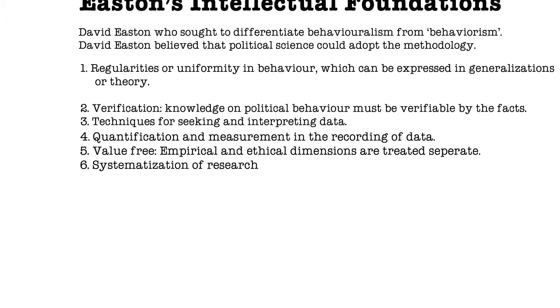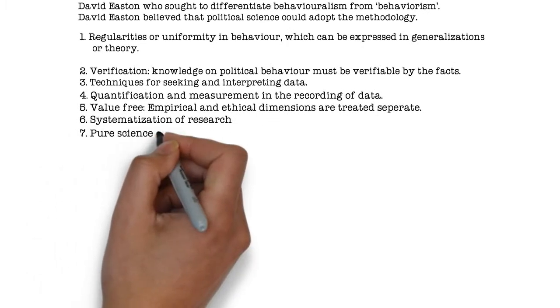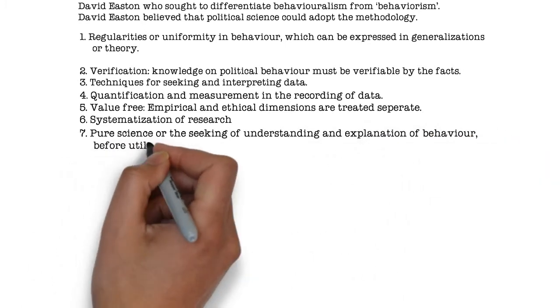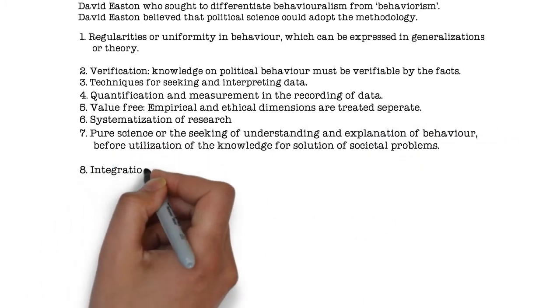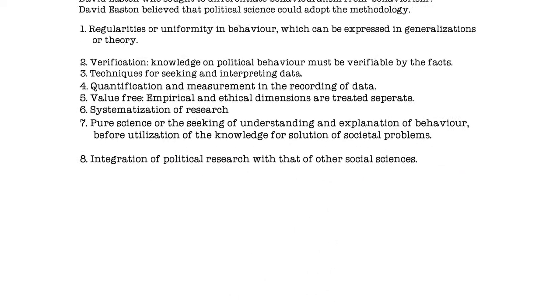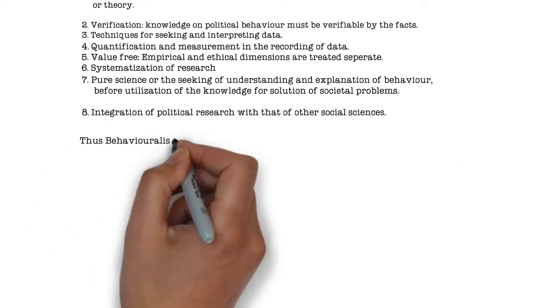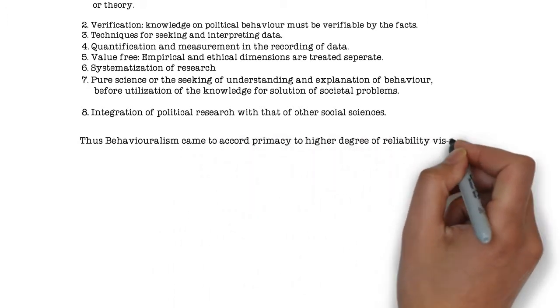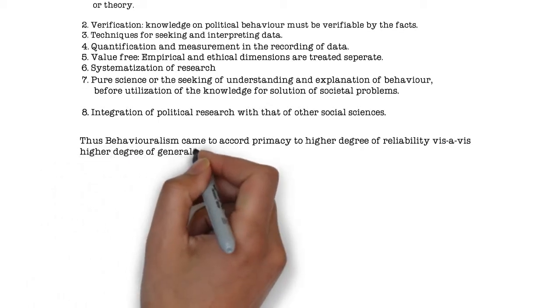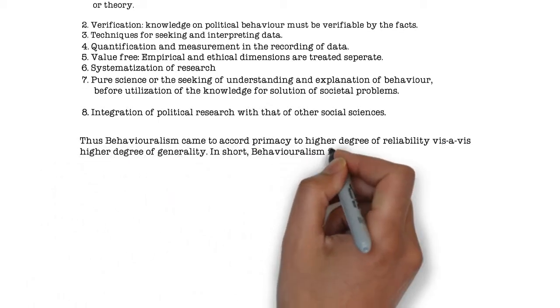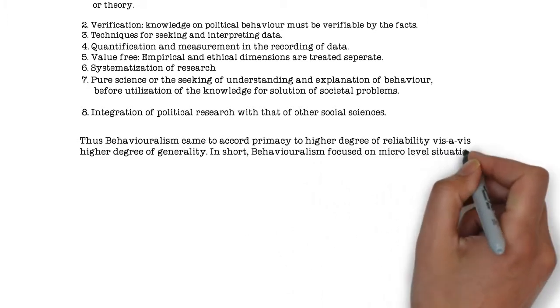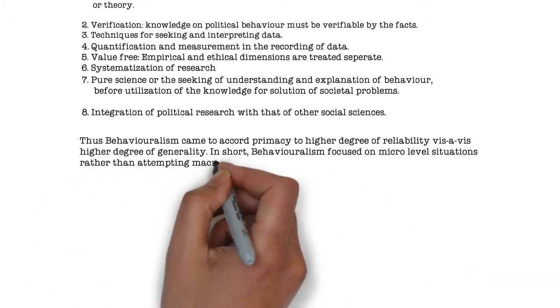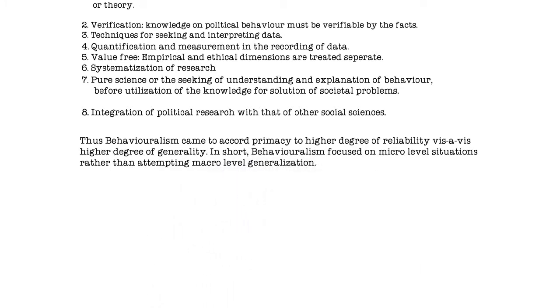Number 6, systematization of research. Number 7, pure science. The logical understanding and explanation of political behavior is primary. The application of theory is only secondary. Number 8, integration of political research with that of other social sciences. Therefore, behavioralism came to accord primacy to a higher degree of reliability and a higher degree of generality. In short, behavioralism focused on micro level situations rather than attempting macro level generalizations.